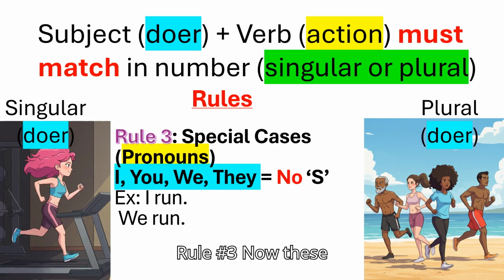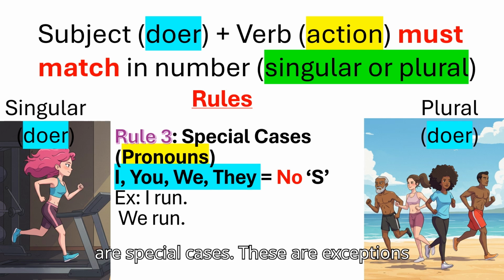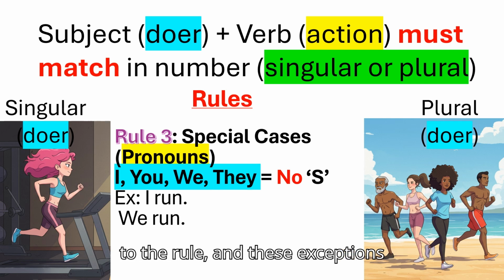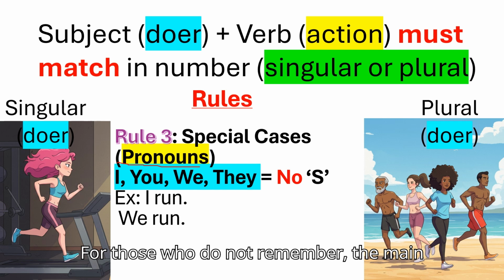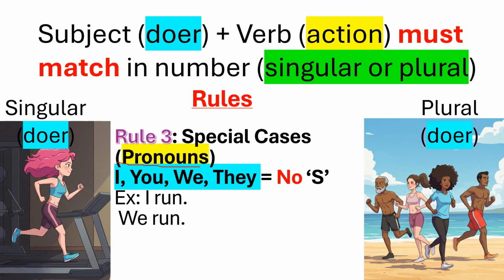Rule number 3. Now these are special cases, these are exceptions to the rule. And these exceptions have to do with pronouns. For those who do not remember, the main pronouns in English are I, you, he, she, it, you plural, we, and they. For the pronouns I, you, we, and they, you do not add S to the verb. For example, I run, we run.